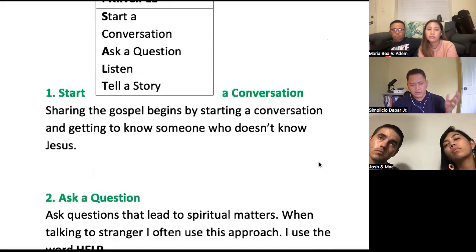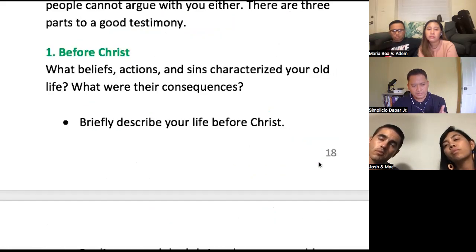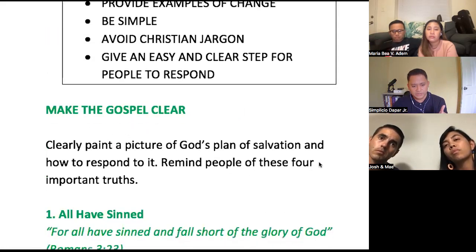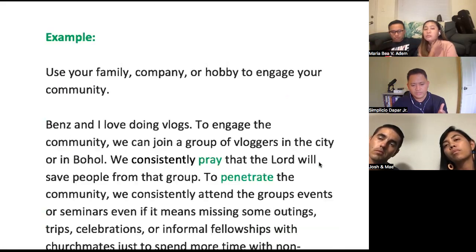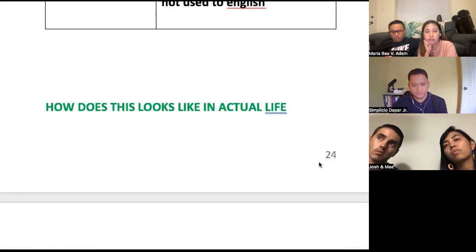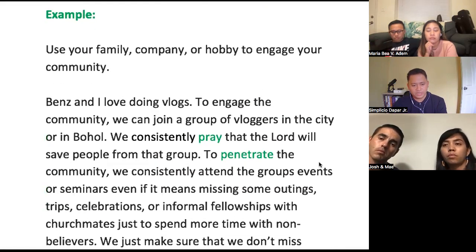Okay, so I will not discuss how to share the gospel. You already know this one. But I'll just go here on this part. What does this look like in real life? So for example, you can use your family, company, or hobby to engage your community. I have an example here, and this is the end of the workshop.